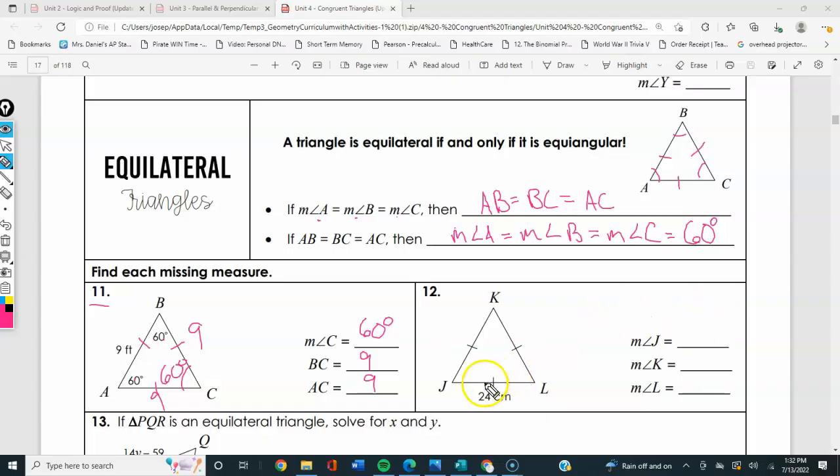Number 12. They're all marked congruent. So these are all 24 centimeters. Oh, 9 feet, by the way. So those are all 24 centimeters. If all my sides are congruent, all my angles are congruent. And if they're all congruent, they're all 60 degrees.